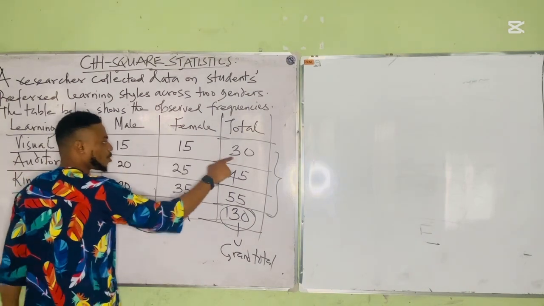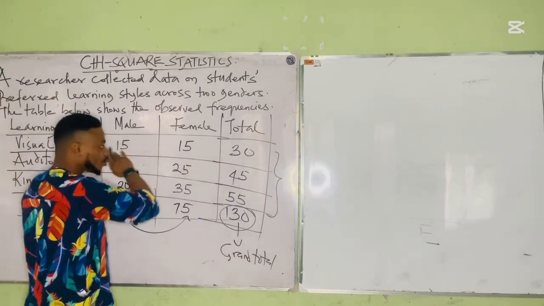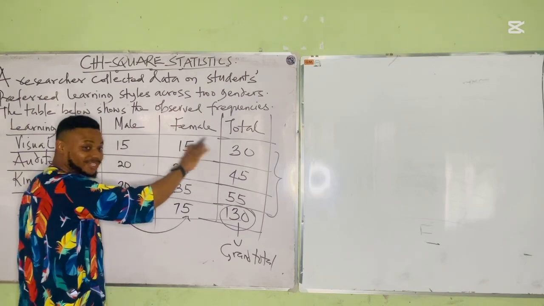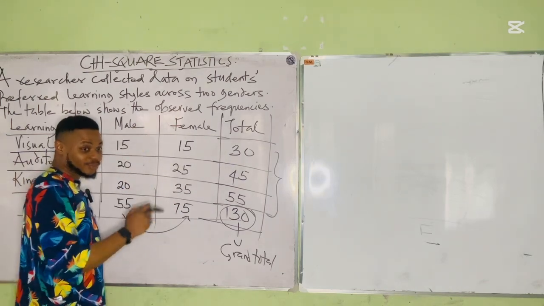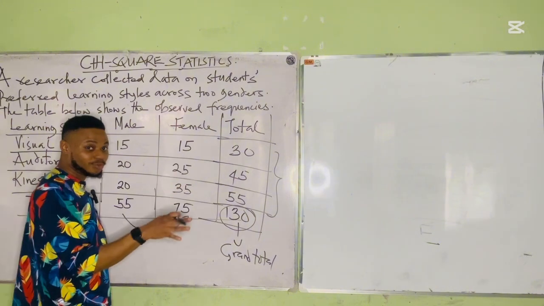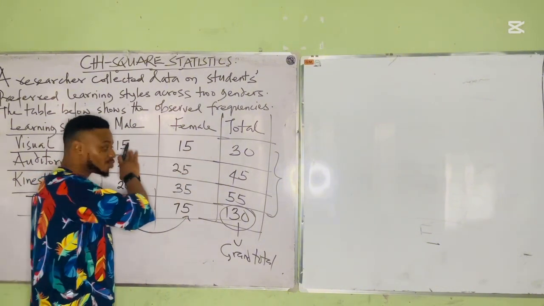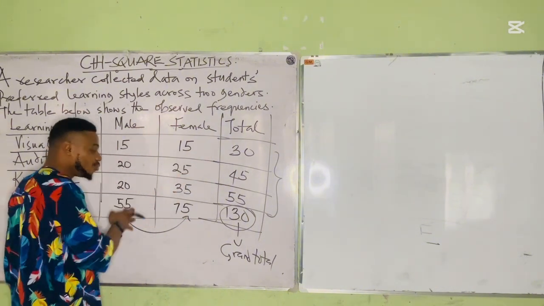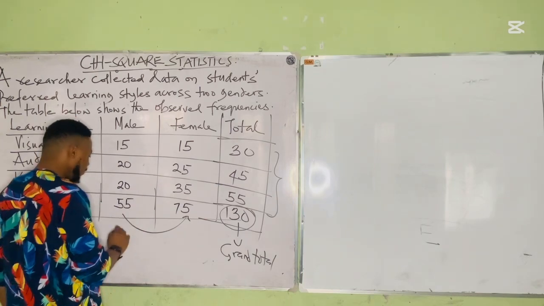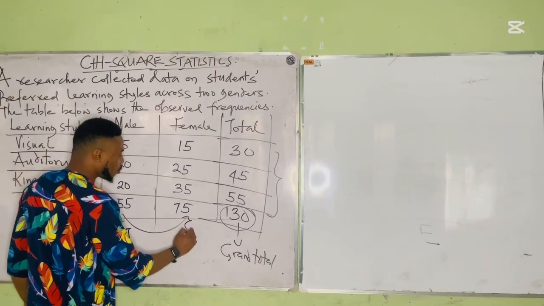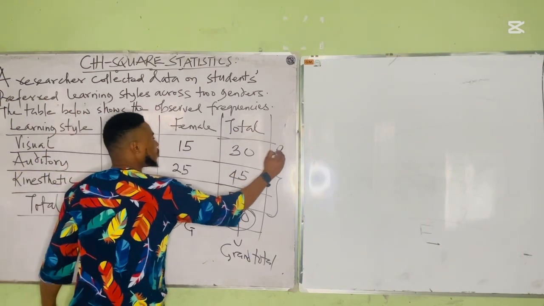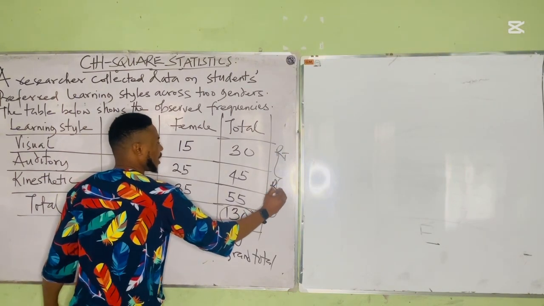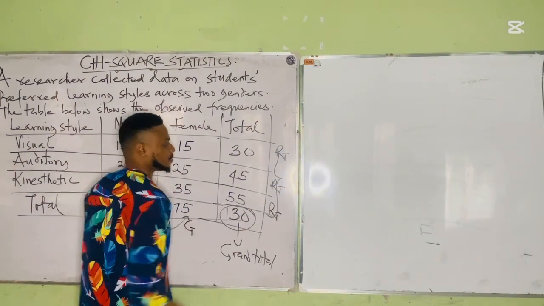So what is here called? This is called a row. Row is horizontal, column is vertical. Some persons tend to mistake row for column. Row is horizontal. Column is vertical. So these are your column totals. You have two column totals here. Then you have three row totals: RT, another RT, and another RT.